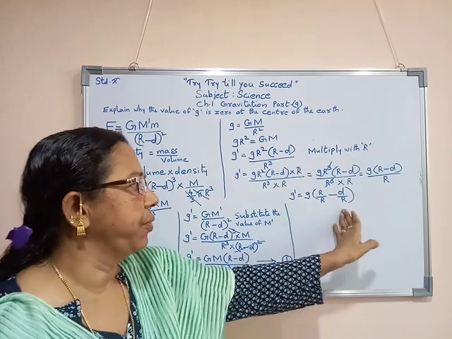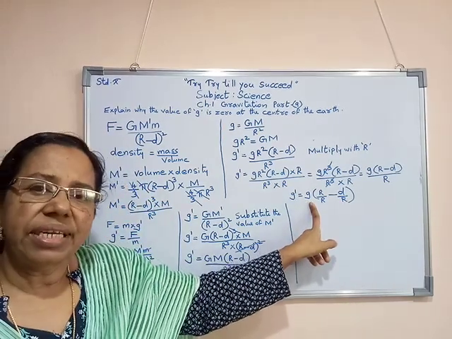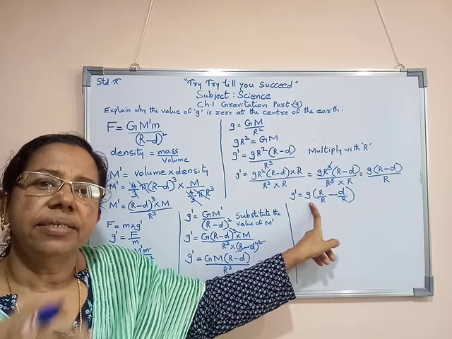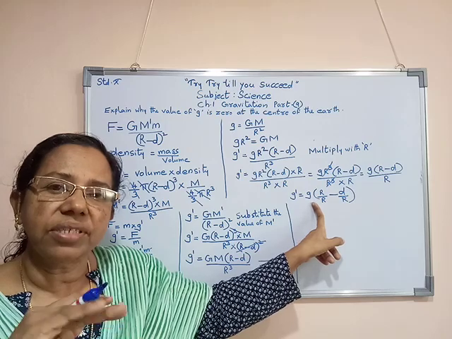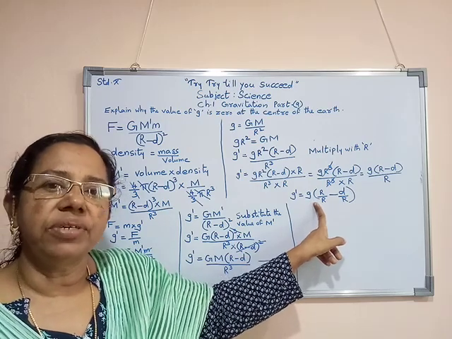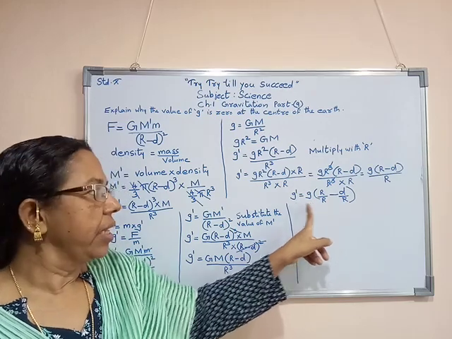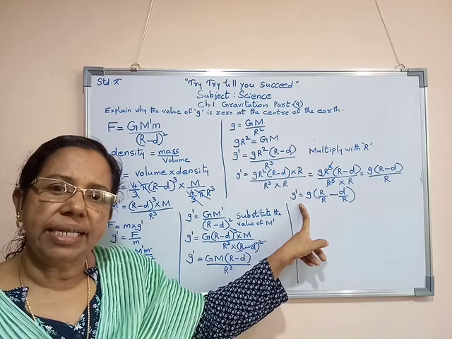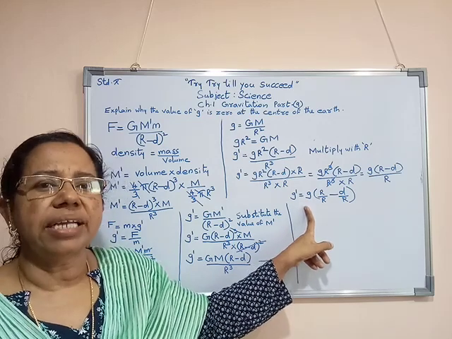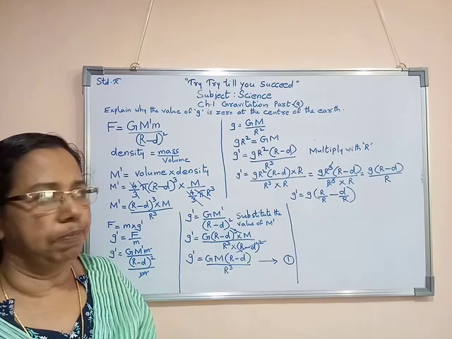So from this equation we can understand that G means what? Gravitational force exerted on the surface of the earth. If the object is lying on the surface of the earth, gravitational force acting on the object, that we can write G. G dash is if the object is lying deep inside the earth, on that how much gravitational force is acting, that we can represent by putting small g.